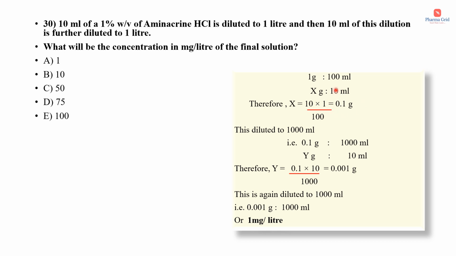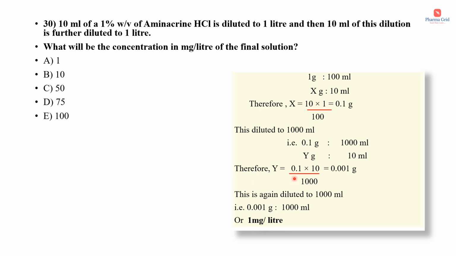So the 0.1 gram is present in 10 ml. In the question they have given that this 10 ml is diluted to 1 liter. So even after the dilution, the amount will not change. So this 10 ml is diluted to 1000 ml, so this 1000 ml also contains 0.1 gram. So 0.1 gram is present in 1000 ml and we need to find out the amount of drug present in 10 ml of this diluted solution. Take it as y.